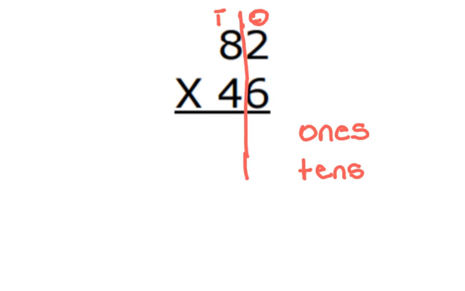So we're going to go ahead and multiply normally. Then I'm going to use two different colors so that you can see the difference when I'm multiplying in the tens place and the ones place. So let's go ahead and get started. 2 times 6 is 12. I'm going to regroup that 10. Then I'm going to multiply 8 times 6, which is 48, and one more is 49.